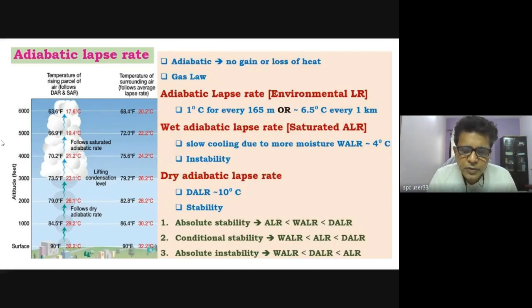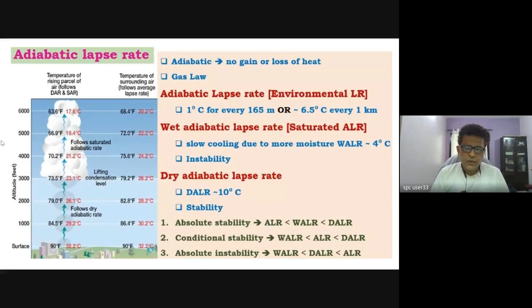In that case, what happens is, as far as the wet adiabatic lapse rate is concerned, the moment you add some water vapor into an existing air packet as such, the rate at which the lapse rate or the temperature may fall is going to be much lesser than the normal lapse rate as such, because in the normal conditions it is 6.5. You'll see that in wet conditions it is going to be lower than that.